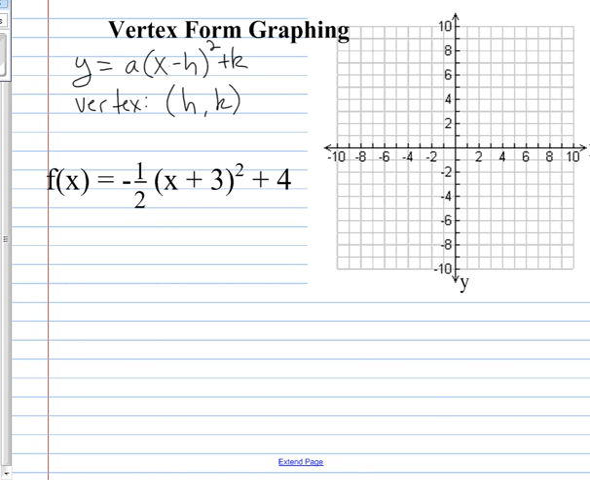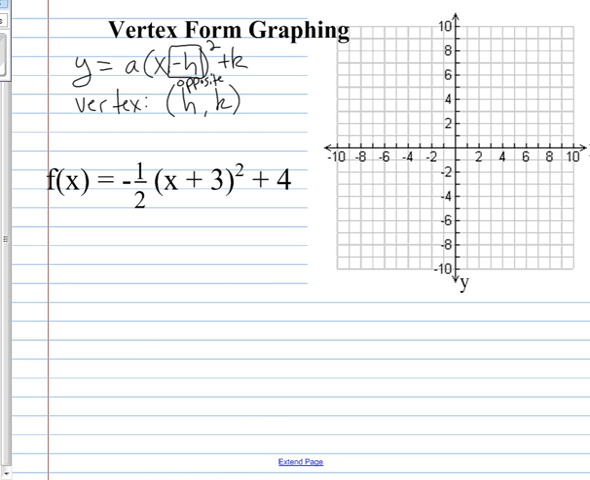Right? So remember that h here is a minus h. So you always do the opposite of whatever it is for your vertex. All right? And then k is what k is. So if we look at this example, we're going to first find the vertex, and then we're going to make an xy chart to fill in a few more points.